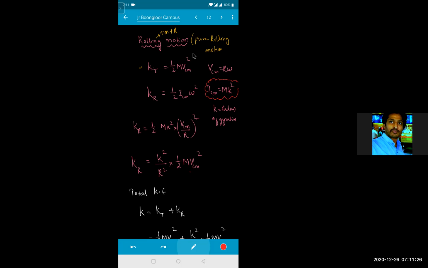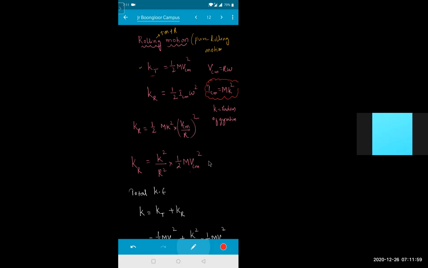Now for pure rolling, we have translatory and rotatory energy. So rotatory can be written as half into ICM, which is M into K square, and omega will be VCM by R, so it is VCM by R whole square. Bringing it out, it is K square by R square into half M VCM square. So this is exactly similar to what, beta? Translatory, right?